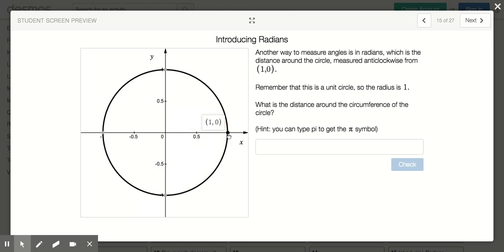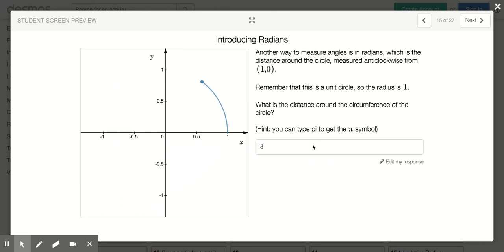Remember that this is a unit circle, so the radius is 1. What is the distance around the circumference of the circle? So they want you to find the total distance around the whole circle. Hint, you can type pi to get the pi symbol. Now, I want you guys to play around with this and try different numbers and see what happens, okay? So how do we find the perfect number that works here?